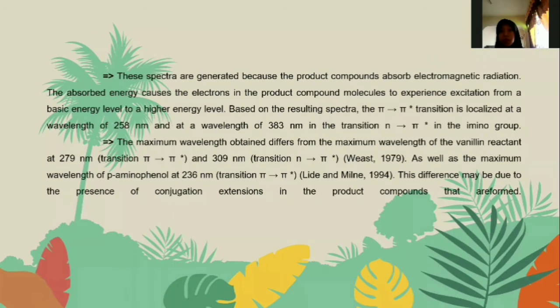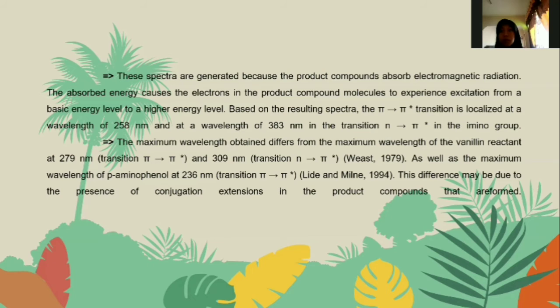Next. These spectra are generated because the product compounds absorb electromagnetic radiation. They absorb energy because the electrons in the product compound molecules experience excitation from a basic energy level to a higher energy level. Based on the resulting spectra, the π to π* transition is localized at a wavelength of 258 nanometers, and at a wavelength of 383 nanometers is the n to π* transition in the imino group.